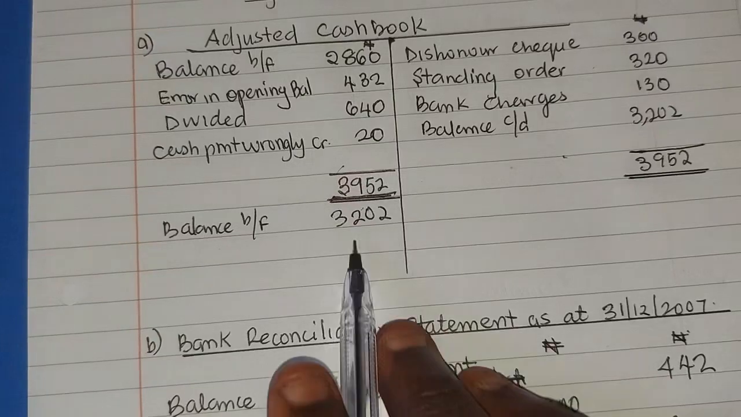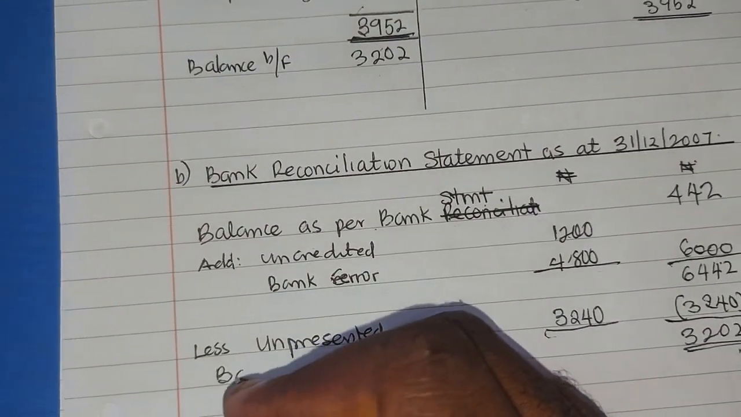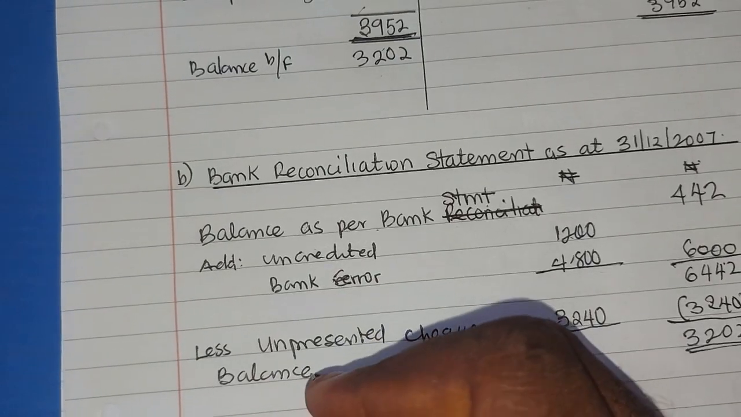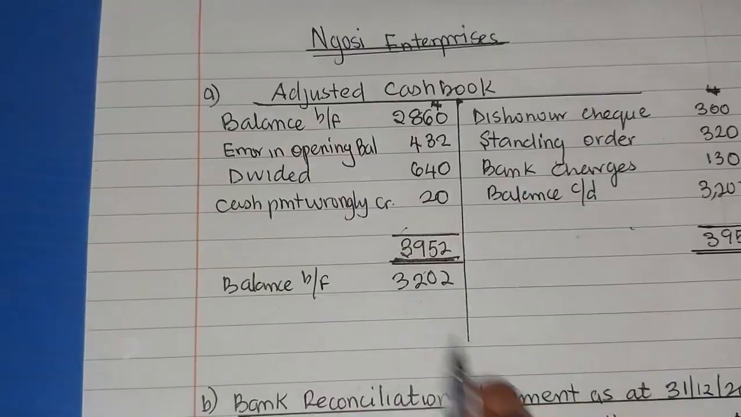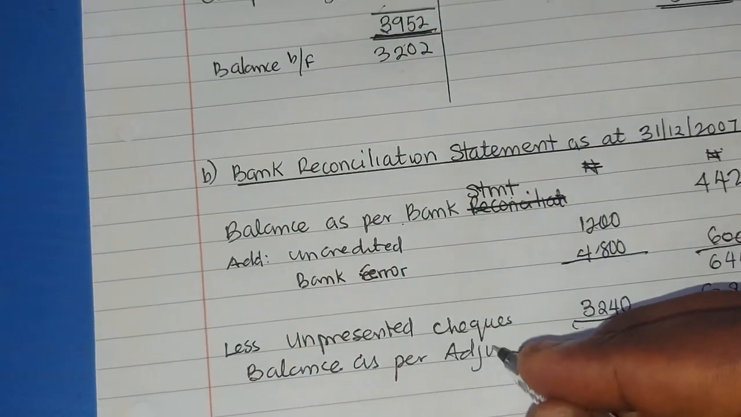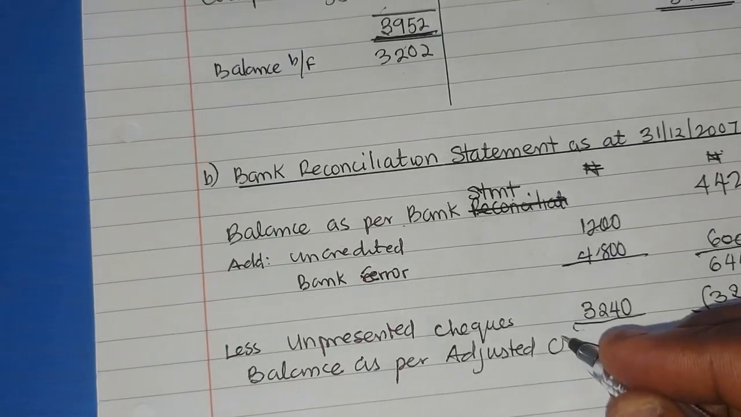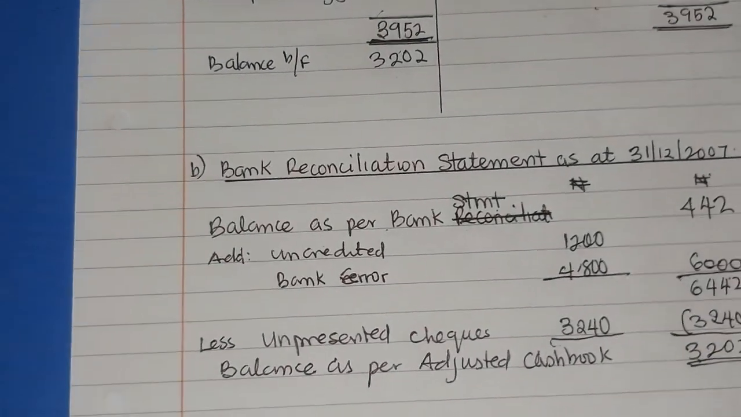So you can now conveniently write. When you look at your balance brought forward there, it's the same thing with this. So you now say balance as per, what is this? Adjusted cash book. So you write adjusted cash book. So the question is solved.